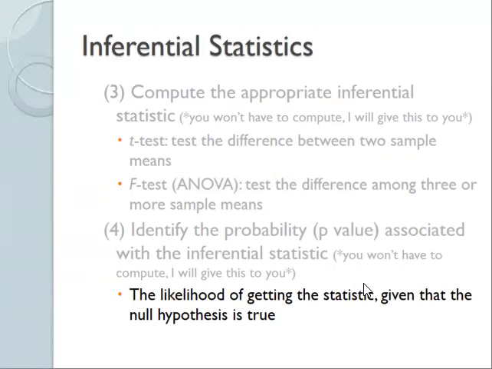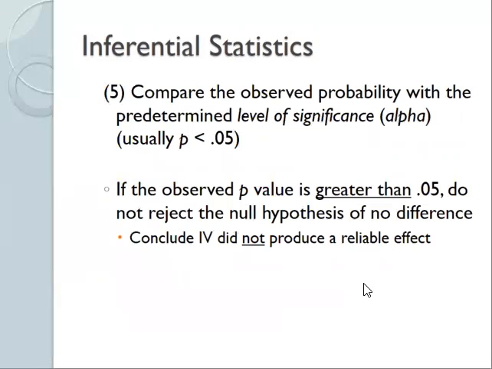And this is the likelihood of getting the statistic given that the null hypothesis is true. You are going to compare that observed probability with a predetermined level of significance. It will always, for our examples, be 0.05, and in almost all research it's 0.05. So you're comparing the observed probability that you got associated with your t-value with 0.05.